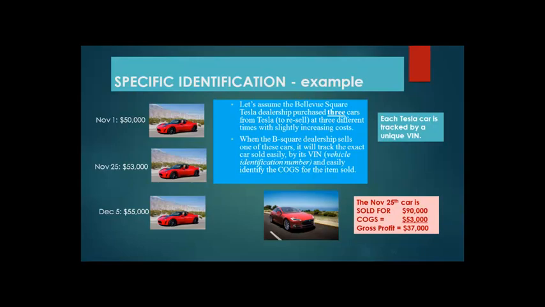So let's say at the end of December they sell 1 car, and they are tracking these cars on its VIN number, vehicle identification number, and they easily know which of these 3 cars they sold, and they determine that they sold the November 25th car. So when they calculate gross profit, it's easy. They compare the selling price to the cost of goods sold to get to gross profit.